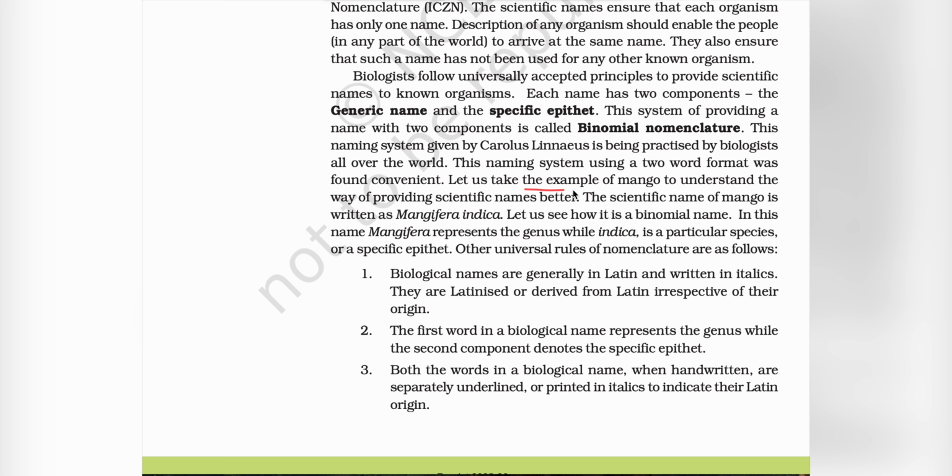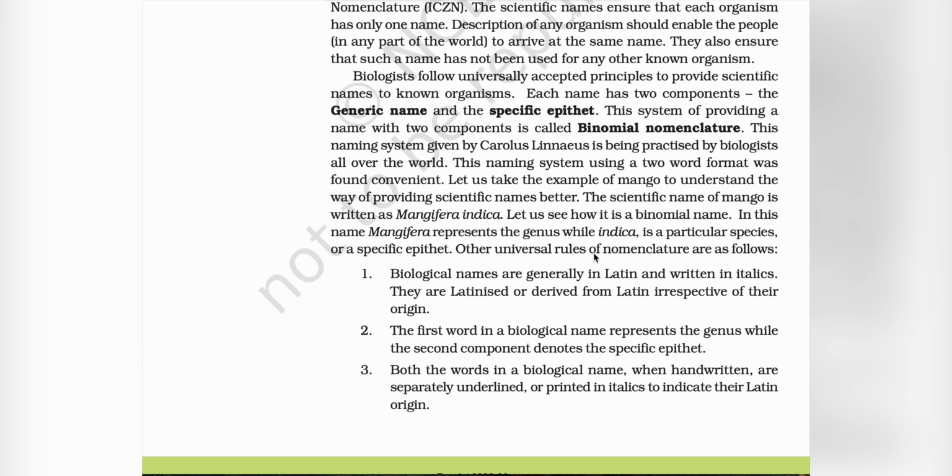Let us take the example of mango to understand the way of providing scientific names better. The scientific name of mango is written as Mangifera indica. Let us see how it is a binomial name. In this name, Mangifera represents the genus while indica is a particular species or specific epithet.